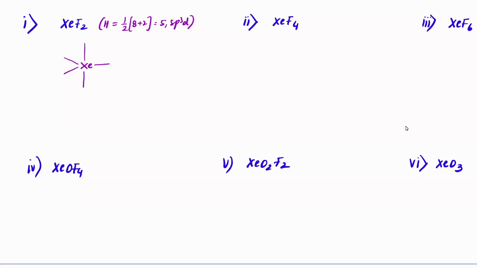Like this. And fluorine must be placed in the axial direction, which makes the lone pairs be placed in the equatorial direction like this. So lone pairs must be here. So overall shape would look like a linear form. So this is a linear shape, but geometry wise, if you notice, it is trigonal bipyramid.